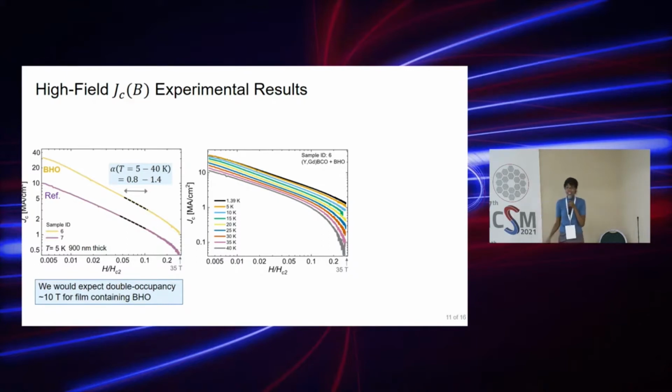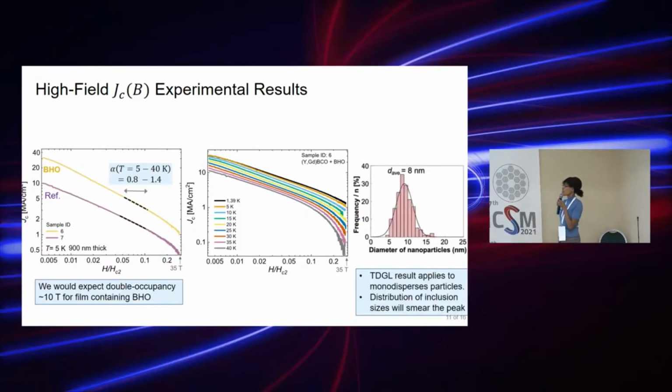And what you should notice is that we see no non-monotonic behavior, no high field peak. We collected these measurements up to 35 Tesla in a VSM at the High Magnetic Field Lab in Florida. And we would expect the peak to occur at about 10 Tesla based on the nanoparticle size. So we considered various reasons as to why we don't see this peak. The most likely reason is due to a spread in nanoparticle sizes.